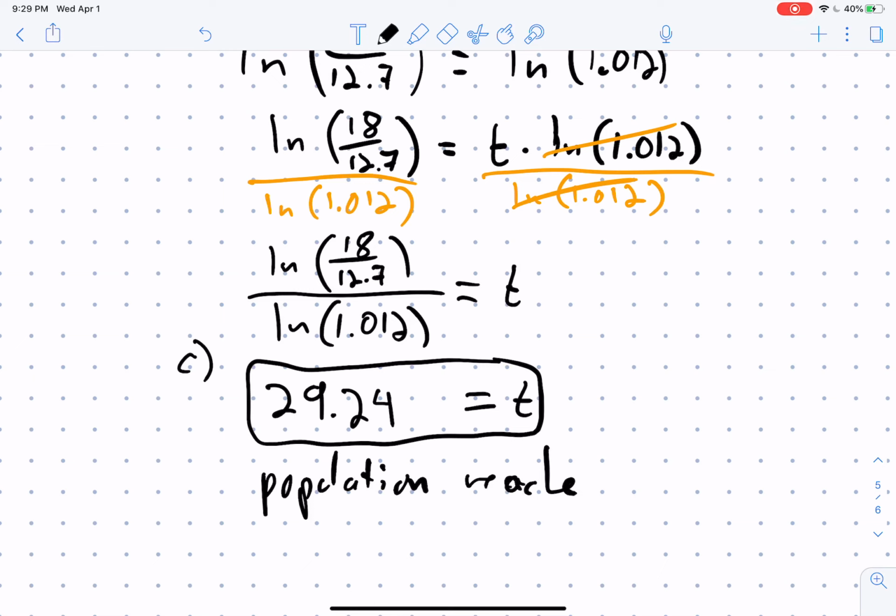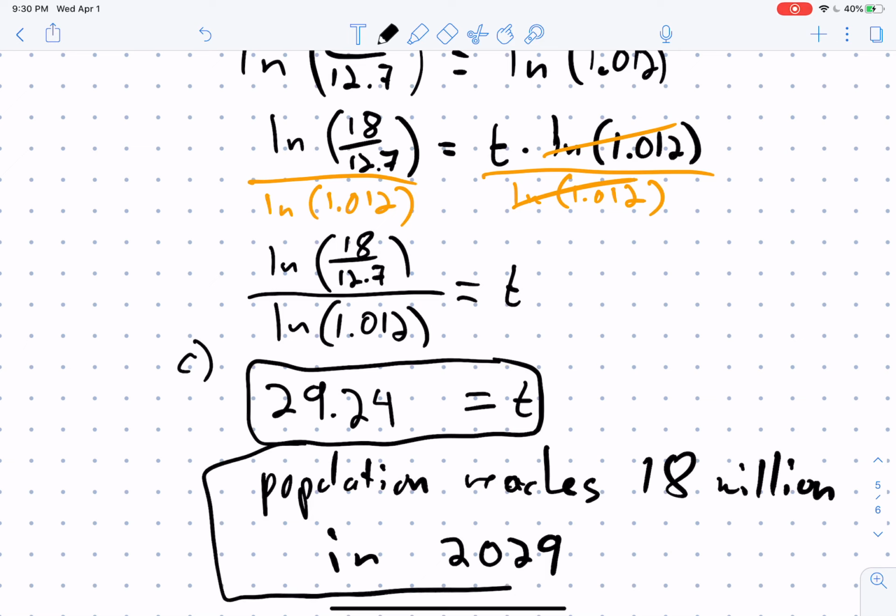so population reaches 18 million in the year 2029. Since 2000 plus 29.24 years, it's sometime between the beginning of 2029 and the beginning of 2030. And that's really our final answer for this question. It happens in the year 2029.